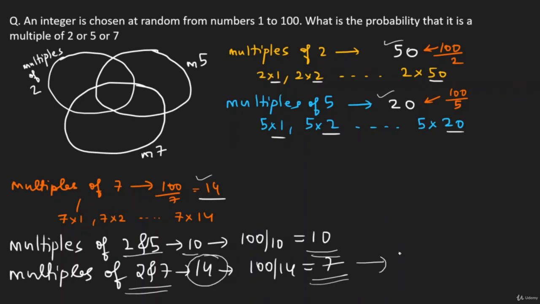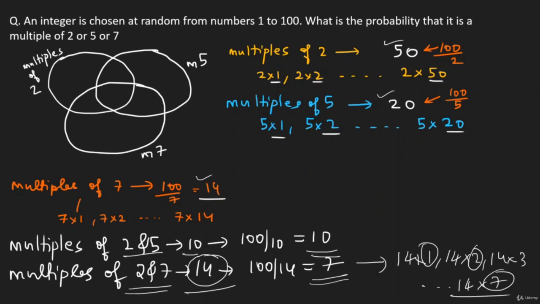So this one over here is 14 into 1, 14 into 2, which is 28, 14 into 3, etc. up to 14 into 7. 14 into 7 is 98. So 1, 2 up to 7. So we have 7 multiples which are multiples of 14 up to 100.